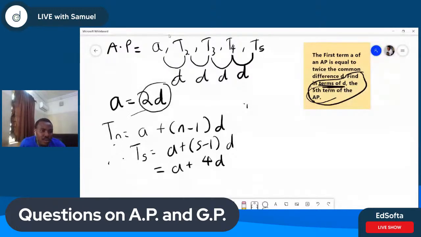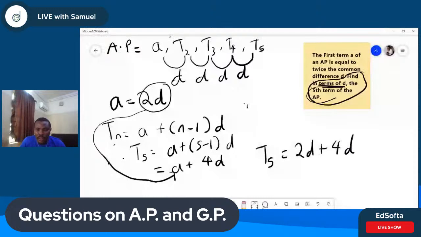2d. All we have to do is to what? Substitute. So we know that T5 will now be 2d plus 4d, and that will give us 6d. That's our final answer. It's a very simple question.